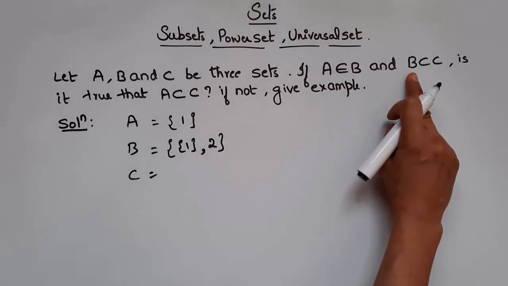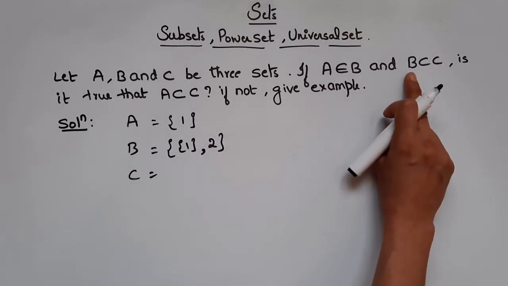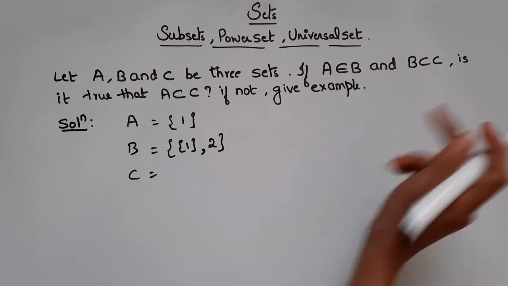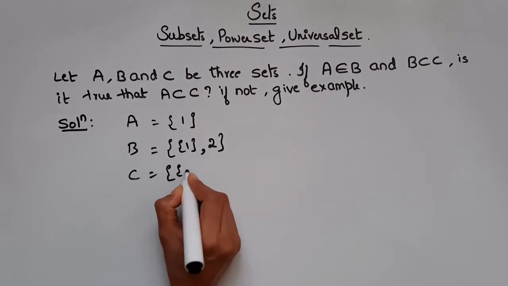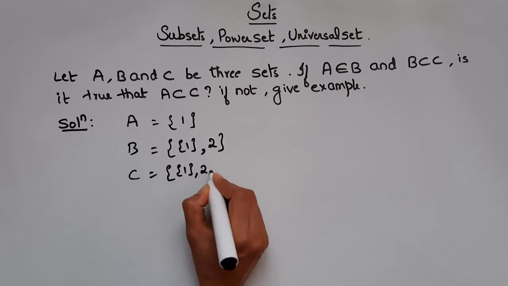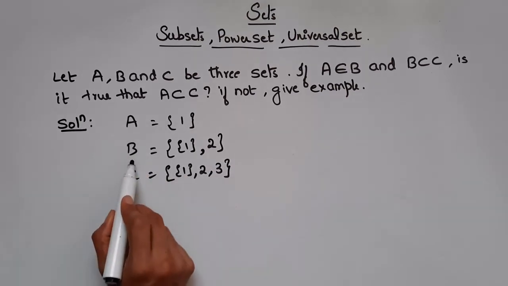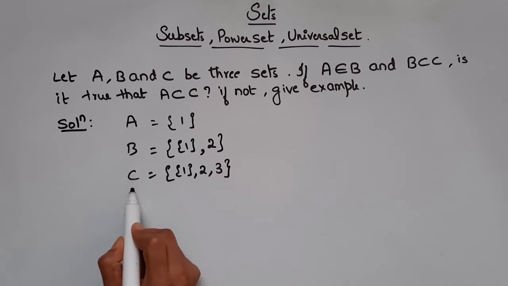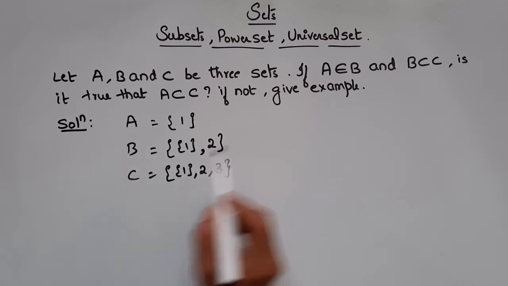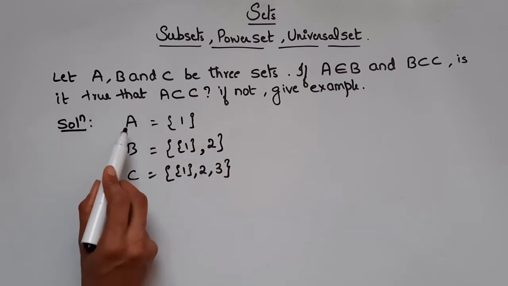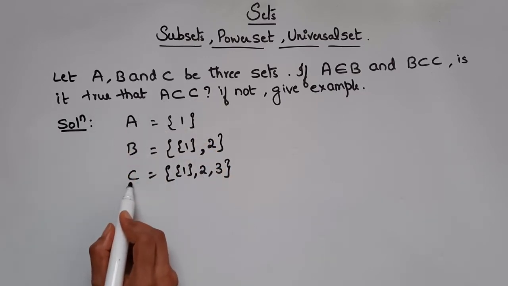And we have B is a subset of C. For B to be a subset of C, all the elements of B should be present in C, right? So we have 1, 2 and let's take 3. So here A belongs to B and B is a subset of C. We have to check if it's true that A is a subset of C. We have to see if set A is a subset of C.